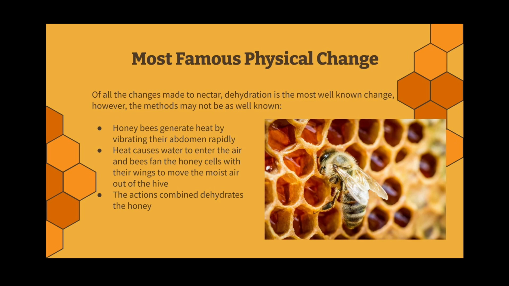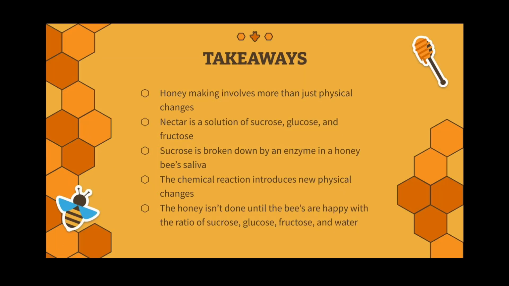The main points I want you to take away from this presentation is that honey is more than simple dehydration of nectar. Honey begins with nectar, a sugar solution comprised mostly of sucrose and water and a small amount of fructose and glucose. An enzyme, invertase, found in the saliva of a honeybee, breaks the sucrose down so the solution has a higher concentration of glucose and fructose. This chemical reaction contributes to the physical changes in the substance like viscosity. And the honey isn't done until the bees are happy.